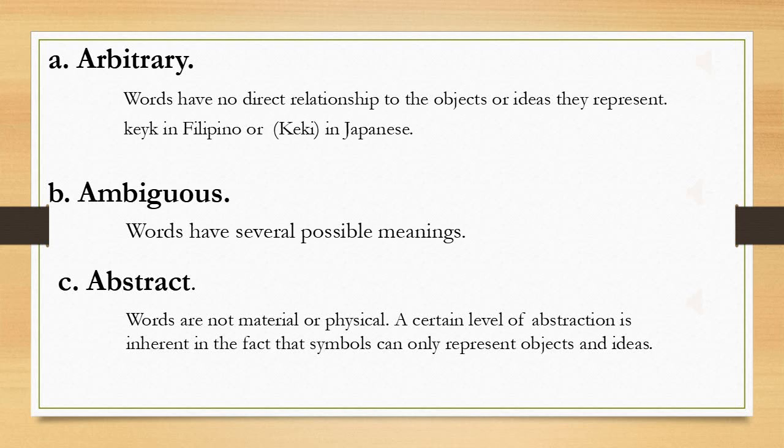Arbitrary. Words have no direct relationship to the objects or ideas they represent. For example, a cake is not a composition of letters C-A-K-E, nor is it absolutely called a cake. Other people might call it differently, say keyk in Filipino or keiki in Japanese.